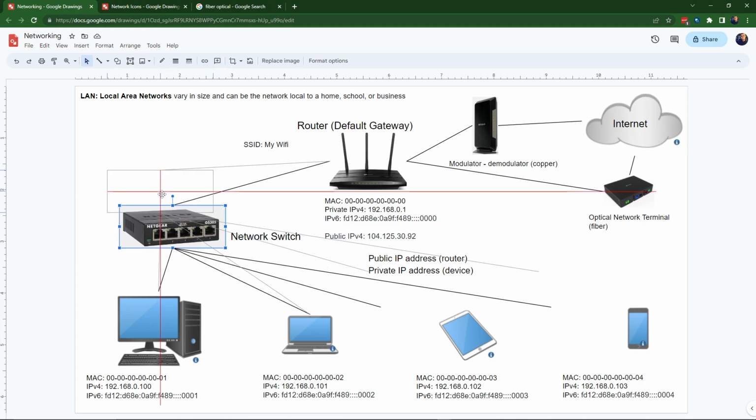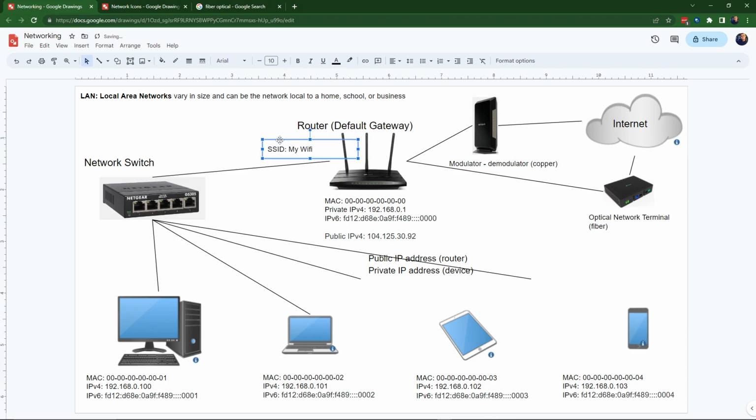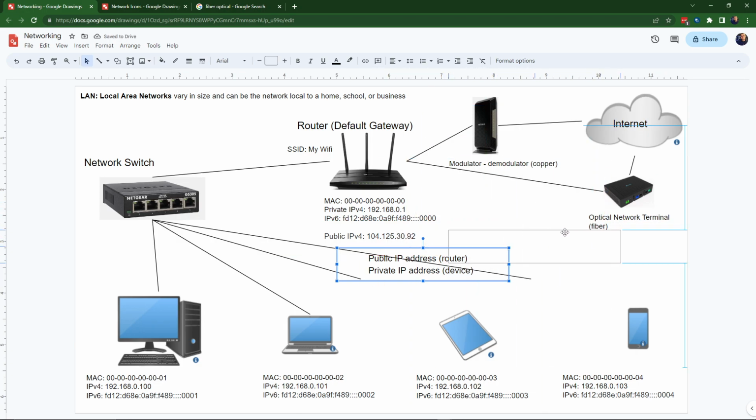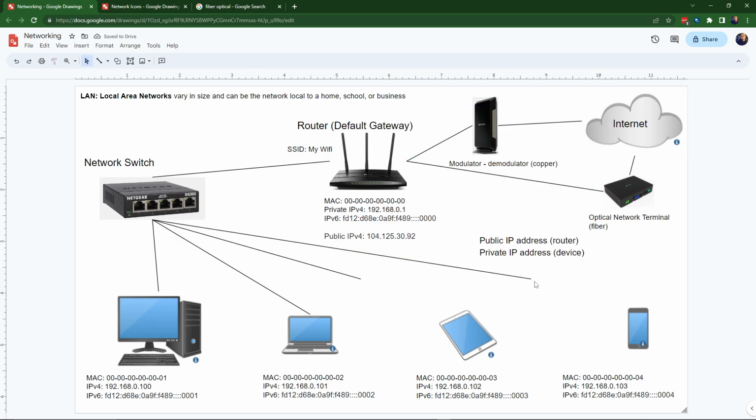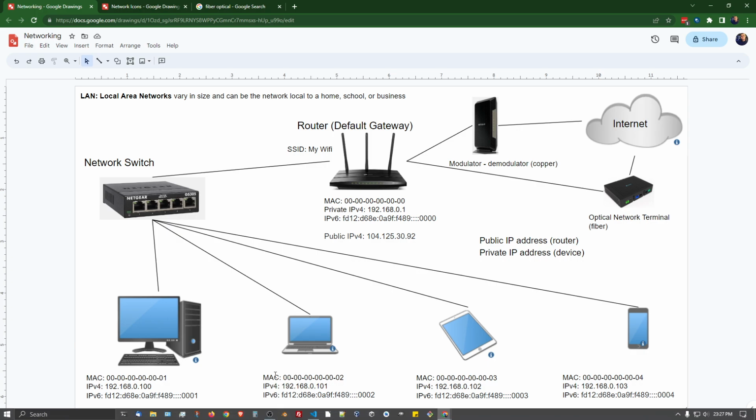Of course, we have our network switch, which I can move over just a little bit more. Set that there. We have our service set identifier, which is the name of our network. We have addresses for everything. We know that our public IP address goes with the router, and the private IP address goes with the device. All right, so we got a lot going on here, and this is just a very simple network.